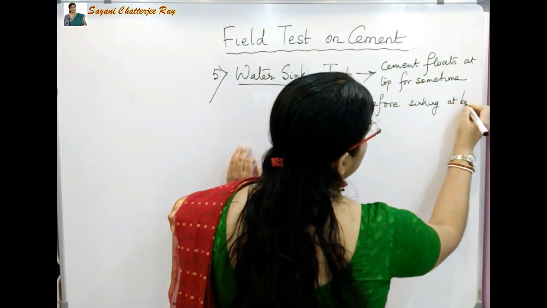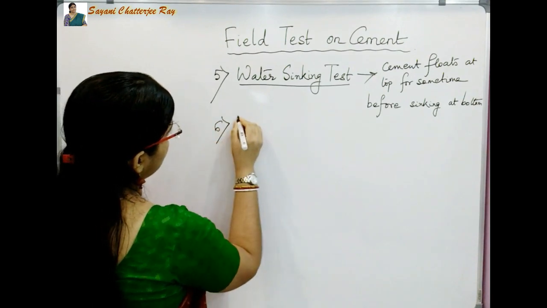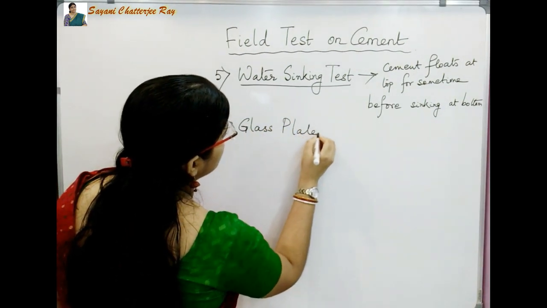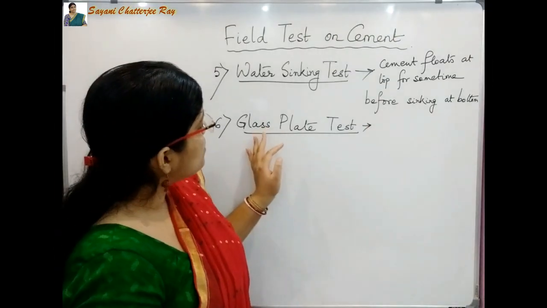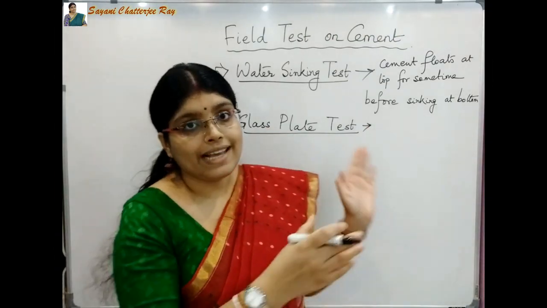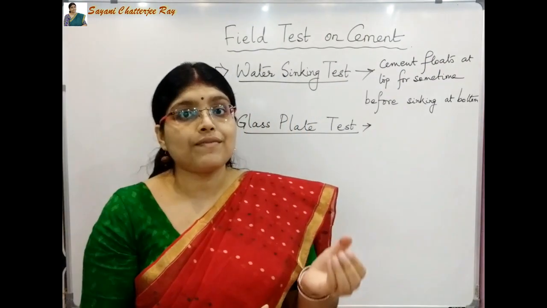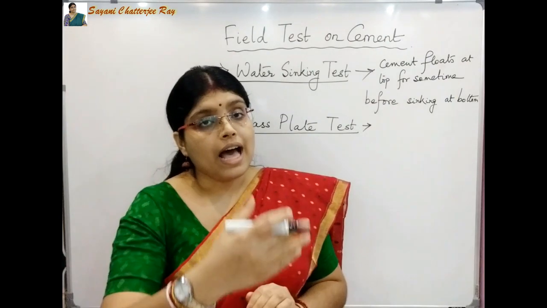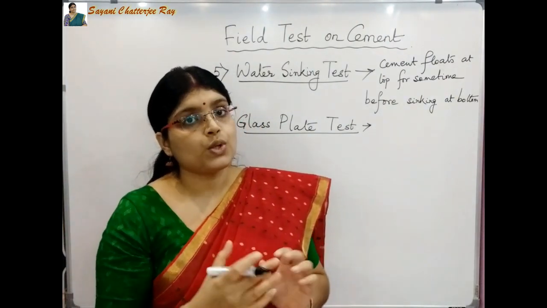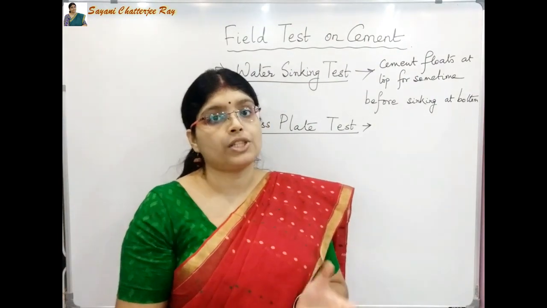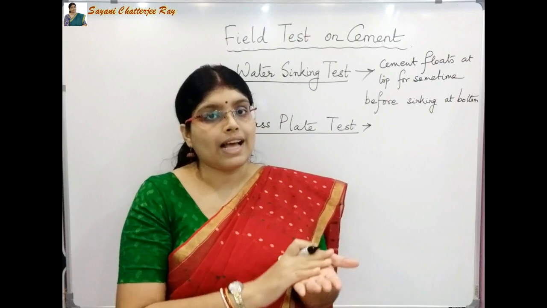So next is the glass plate test. My dear students, for the glass plate test, take some cement and then mix the cement with water so that a stiff cement paste is formed. After that, just pat all the edges of the cement paste so that the cement paste takes the formation of a cake. Now just place that cement cake on a glass plate.